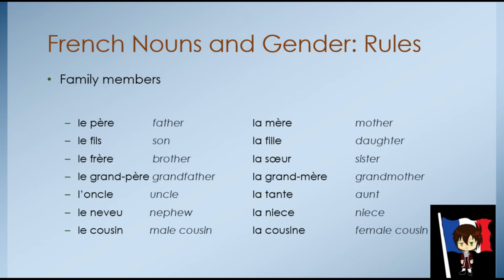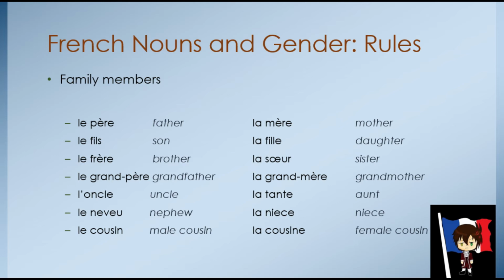Le fils. Alright, take note, ang basa dito is le fils. I know bakit pinopronounce natin yung S tapos hindi pinopronounce yung L. Exemption to the rule to. Okay? Ulitin ko, for son, that's le fils. For daughter, that's la fille. For brother, that's le frère. And sister is la sœur.